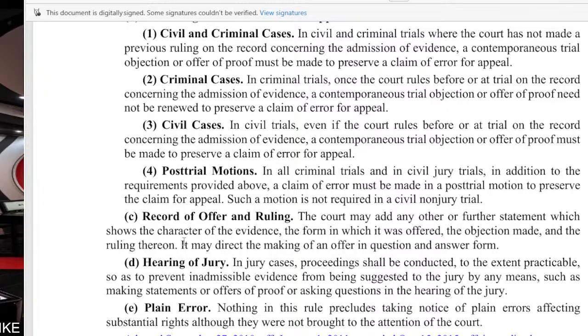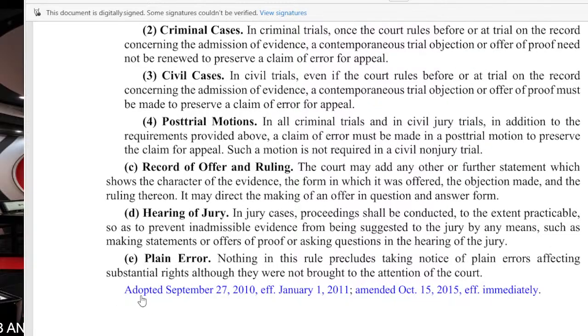Post-trial motions. In all criminal trials and in civil jury trials, in addition to the requirements provided above, a claim of error must be made in a post-trial motion to preserve the claim for appeal. Such a motion is not required in a civil non-jury trial. C. Record of offer and ruling. The court may add any other or further statement which shows the character of the evidence, the form in which it was offered, the objection made, and the ruling thereon. It may direct the making of an offer in question and answer form.